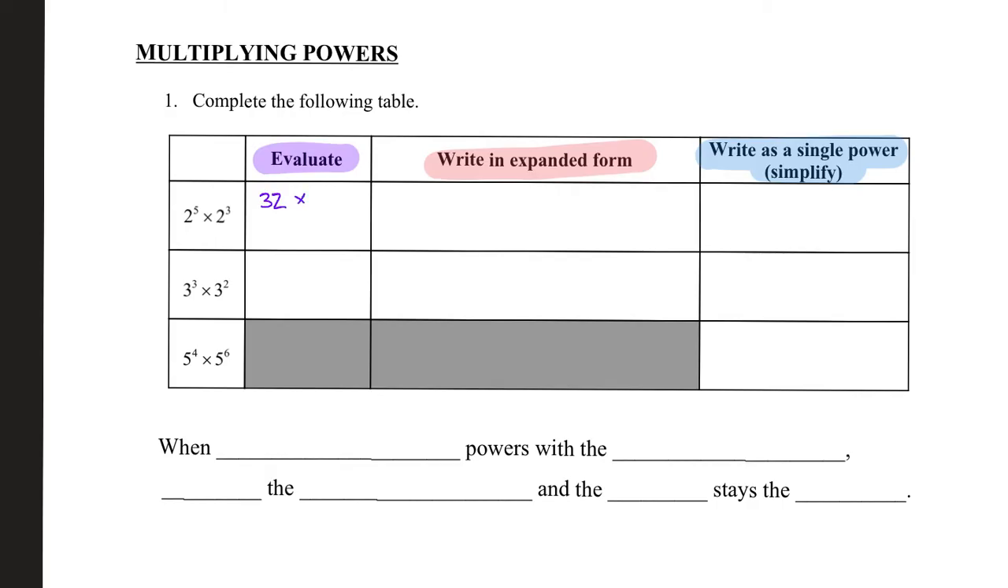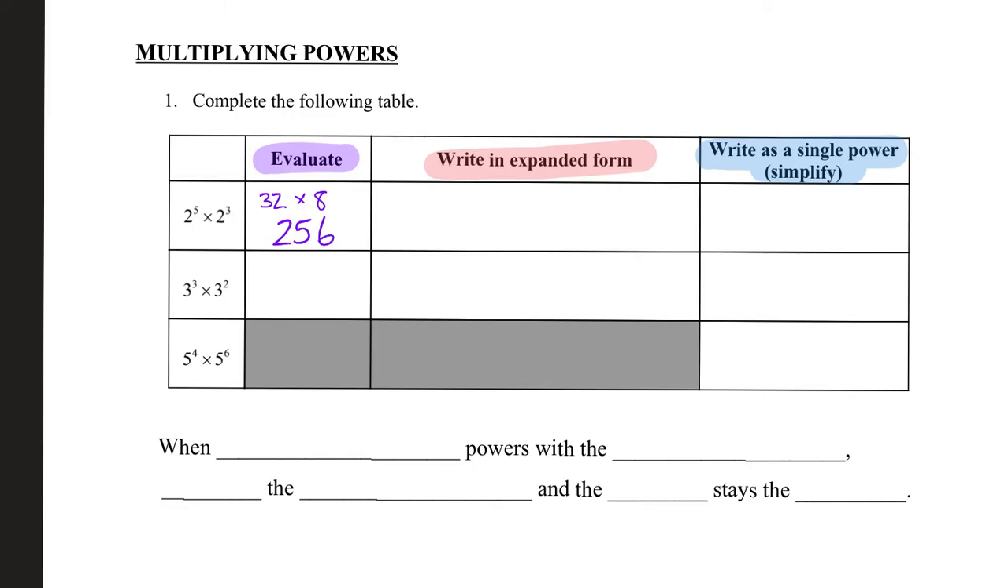And then I need to multiply that by, well, 2 cubed is an 8. So I need to calculate 32 times 8. Well, 30 times 8 is 240, and 2 times 8 is 16. So 240 and 16, 256. And there we go.